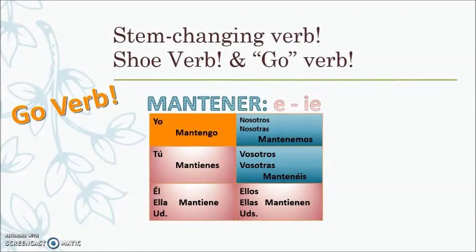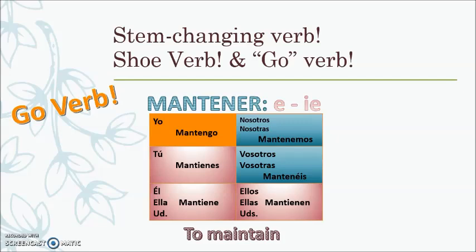Alright, here's another stem changing verb, and shoe verb, and go verb. So this one is mantener. Mantener means to maintain. And when we first learned this verb, I did not talk to you about the fact that it was a stem changing verb because you did not know what that was at that time. But now that we know what stem changing verbs are, I'm going to go ahead and tell you that yes, this is also a stem changing verb.